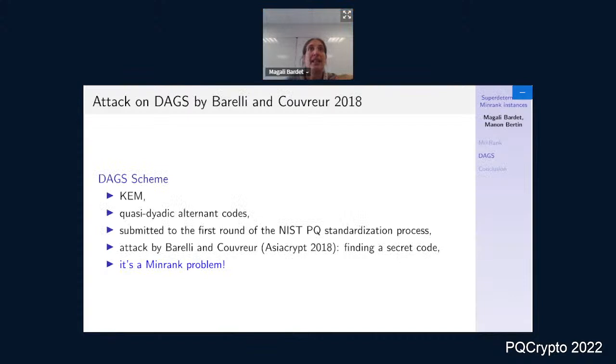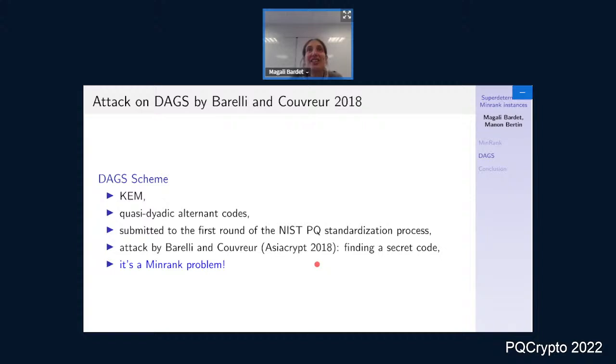And to conclude the talk, I just want to present an application to a key encryption mechanism that was submitted to the first round of the NIST standardization process. It's a code-based cryptosystem in Hamming metric based on quasi-dyadic Goppa codes. It was totally broken by Barelli and Couvreur in 2018.